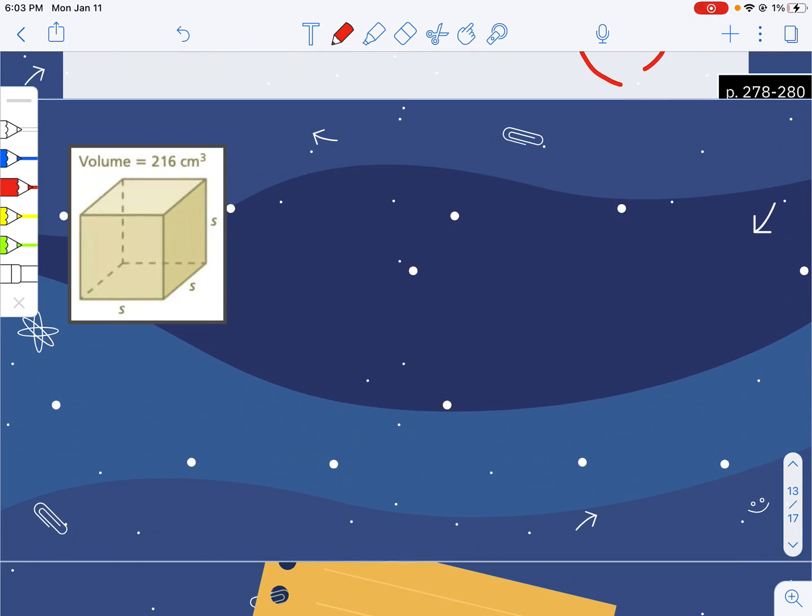Now, the last type of problem that you'll see that I want to quickly cover is these volume problems. So we know that volume equals side times side times side. So when we have a cube, we multiply each side together to get the volume. Another way to say that would be to find sides cubed.